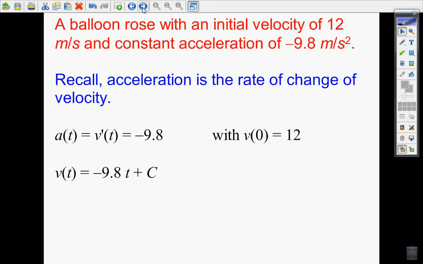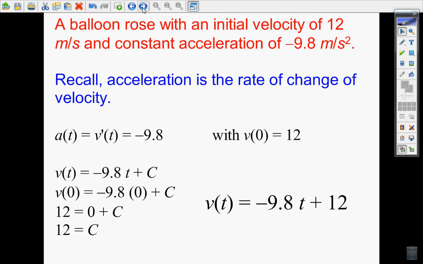Applying the initial condition that V of 0 is equal to 12, we have V of 0 is equal to negative 9.8 times 0 plus a constant. Since V of 0 is 12, 12 is equal to 0 plus a constant, and therefore the constant is 12. And the solution to this differential equation is V of t equals negative 9.8t plus 12.